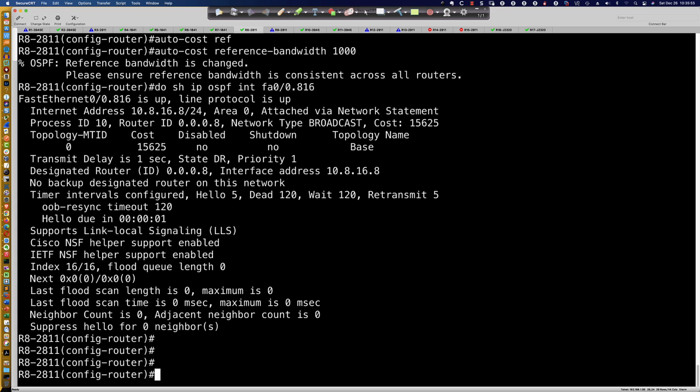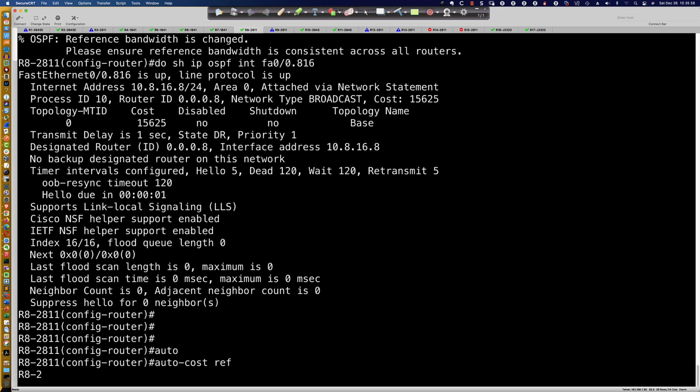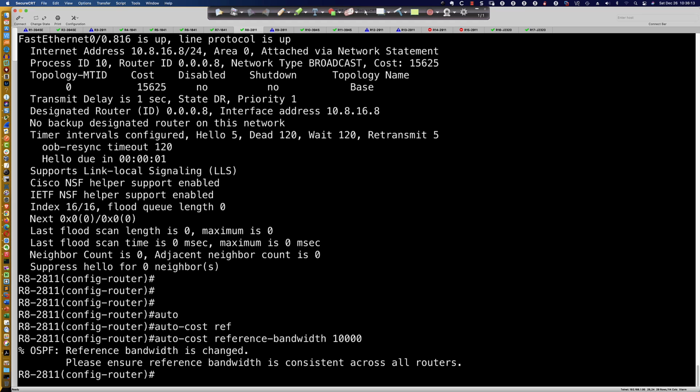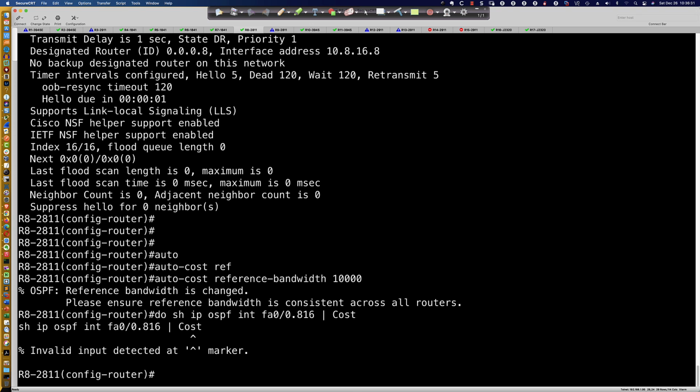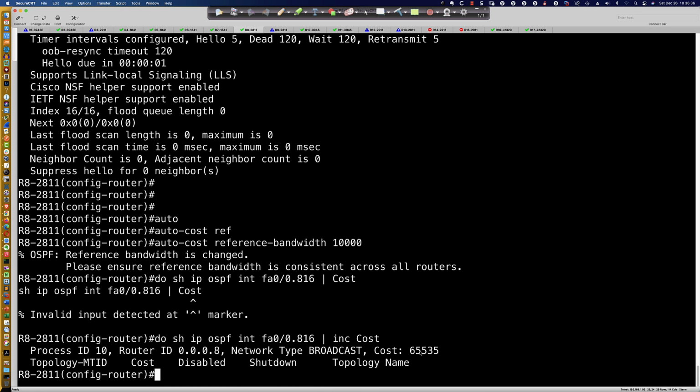If on this router I said auto cost reference bandwidth, and remember, this is set in megabits per second, so that's 100 megabits, a gigabit, that's 10 gig per second, because we have a few 10 gigabit per second links. And I hit enter, and you can see, ensure that that is consistent across all routers. But I'm more concerned about what now, and now I can actually do this, where I'm going to include the line with cost. Sorry, I forgot to put include. So now, what is my cost?